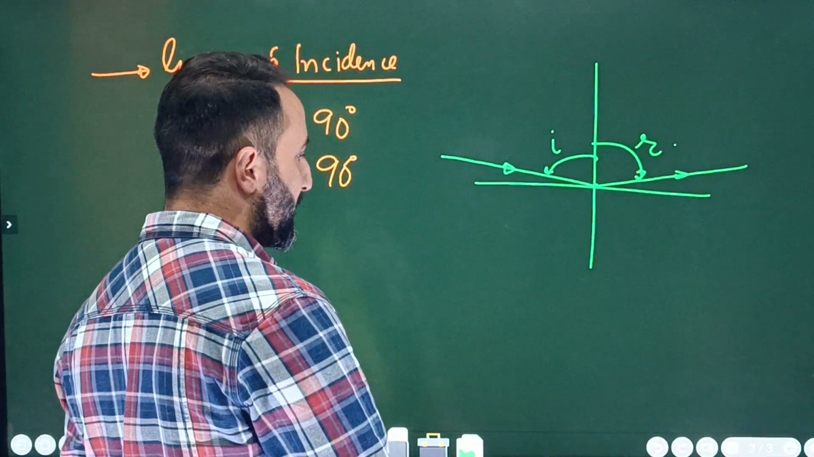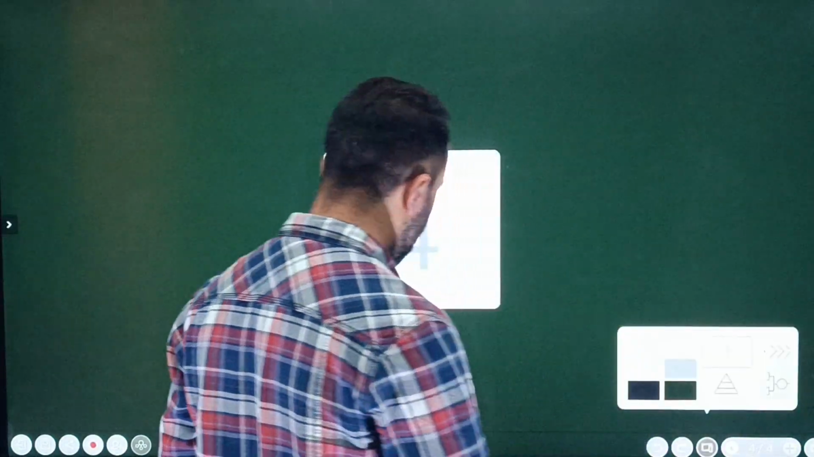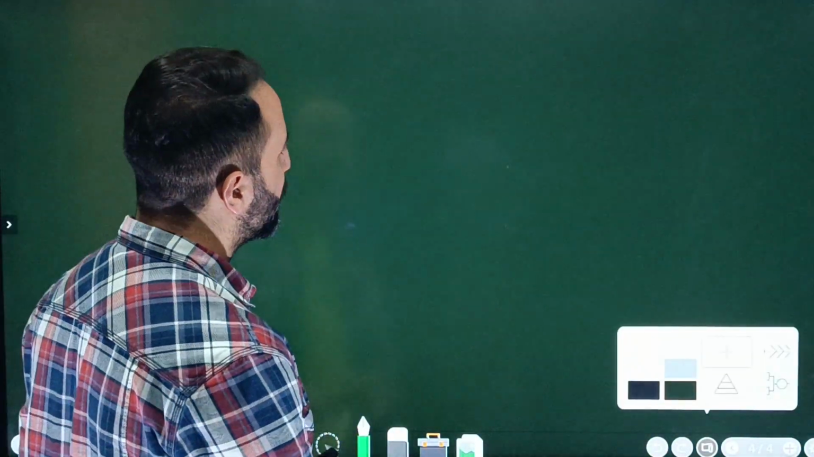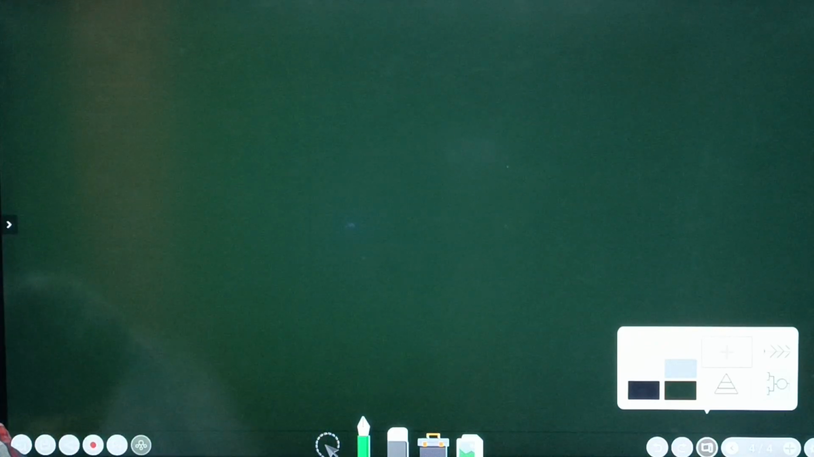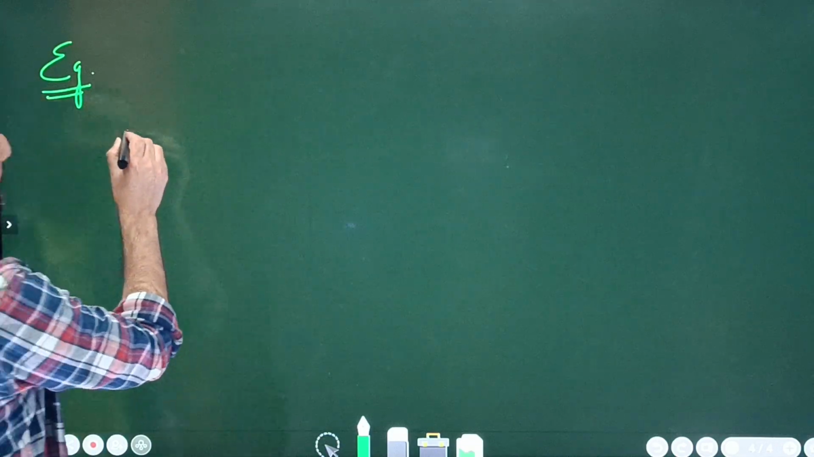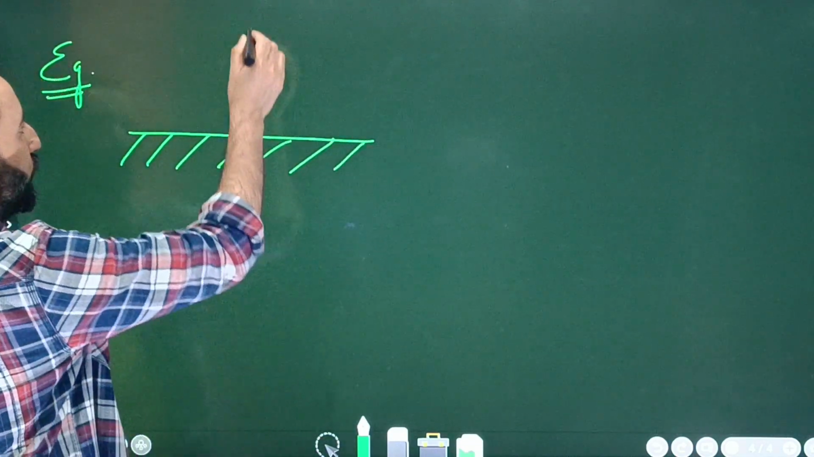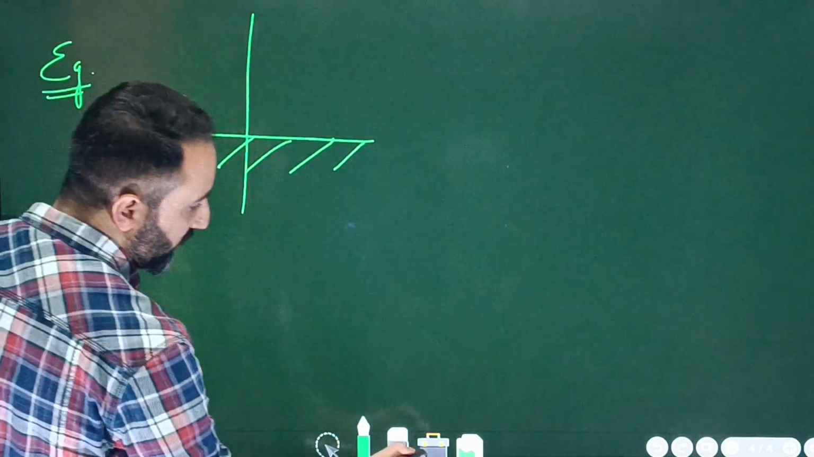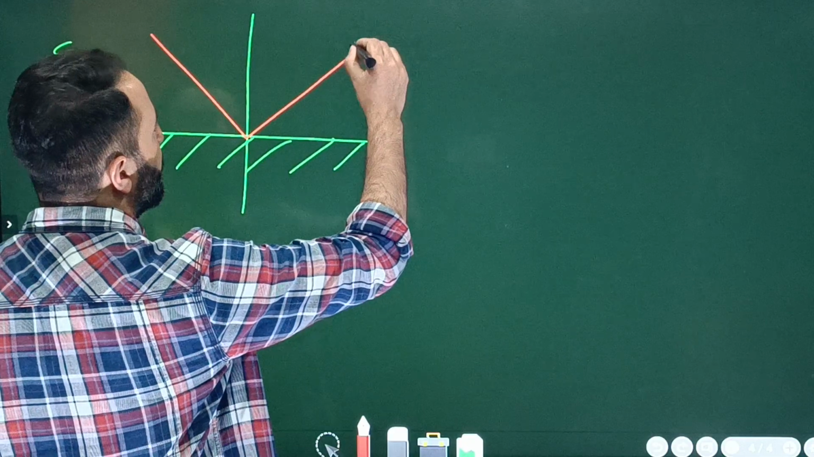Next, let's do a simplest example here. The example is simply like this. For example, it's given to you that this is a mirror. Now you know that this is the normal to the mirror, and this one is the incident ray, and this is the reflected ray.